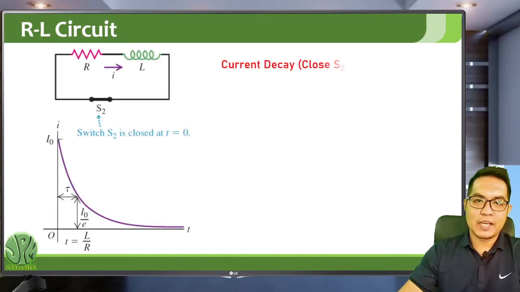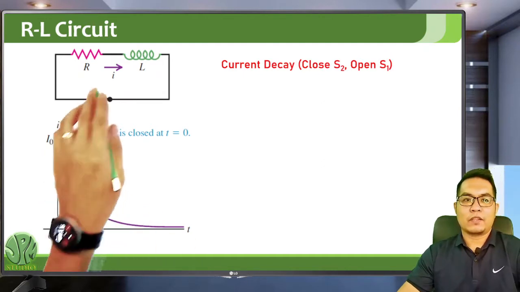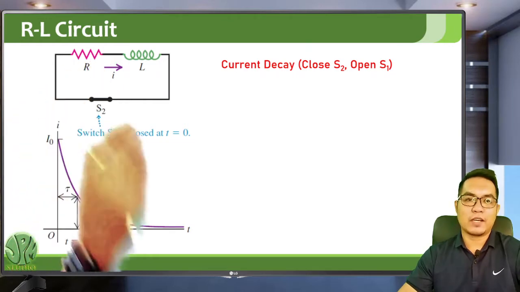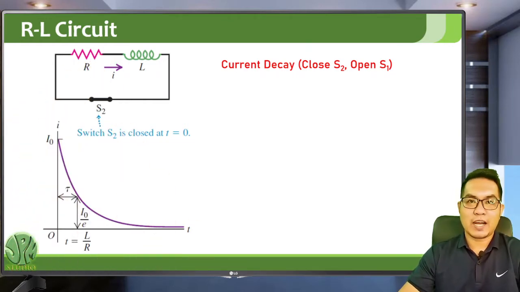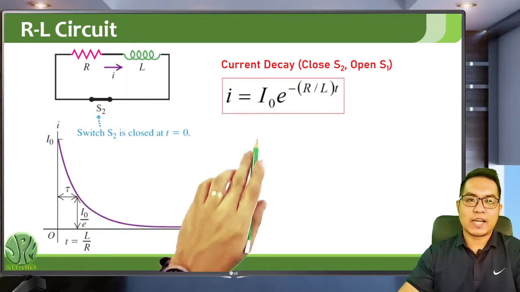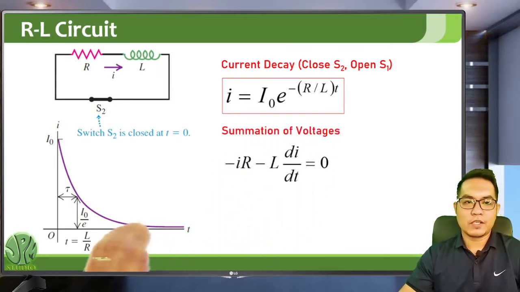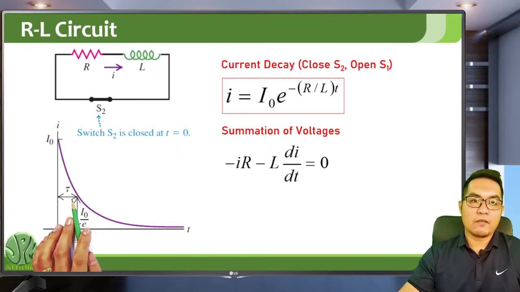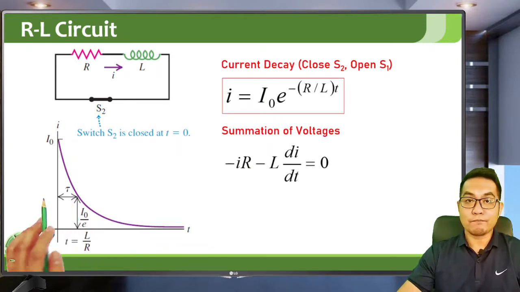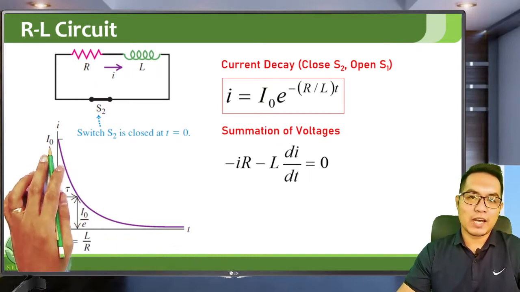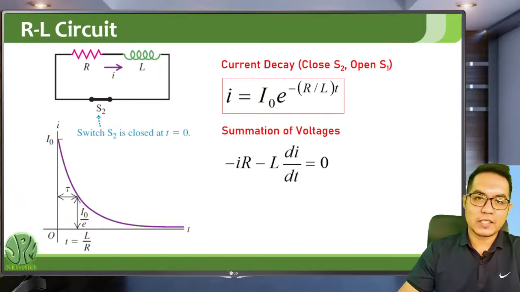So in this case, the inductor is now discharging. It's giving energy to the resistor. So there will be a current decay, a decrease in current. We now close S2 and open S1. The current decay is given by this expression. And of course, the time constant, which is L over R, is the time when the current is already 2/3 of its initial value, which is I naught. So I naught is the initial value.